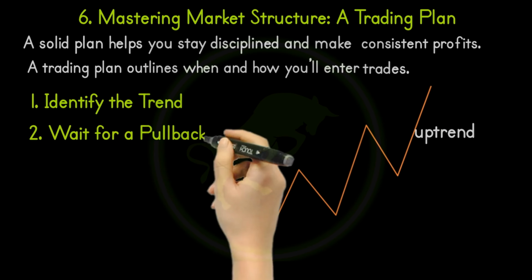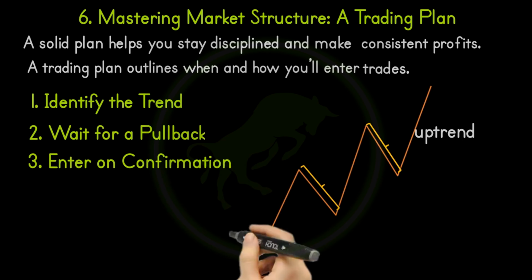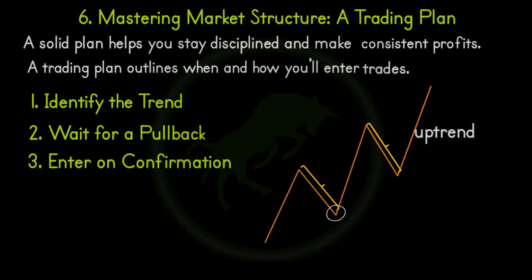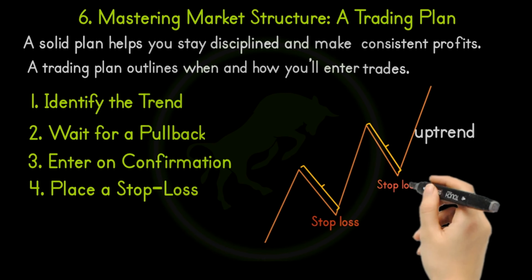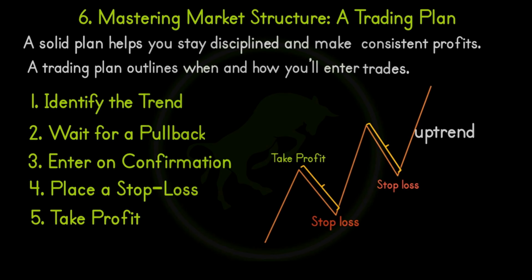Wait for a pullback. Don't chase the market. Wait for the price to pull back to a higher low in an uptrend or lower high in a downtrend. Enter on confirmation. Once the price confirms the direction by forming a higher low or lower high, enter your trade. Place a stop loss. Protect your trade by placing a stop loss just below the higher low or above the lower high. Take profit. Set a target based on previous support resistance or the next key market structure level.